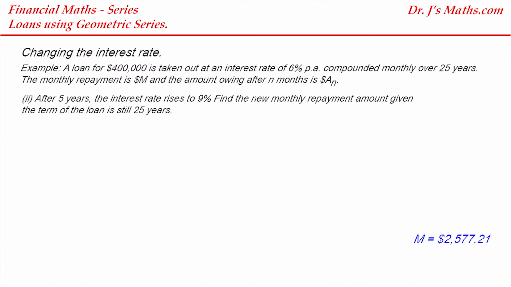So the second part of the question is that after 5 years the interest rate rises to 9%. Find the new monthly repayment amount given the term of the loan is still 25 years.